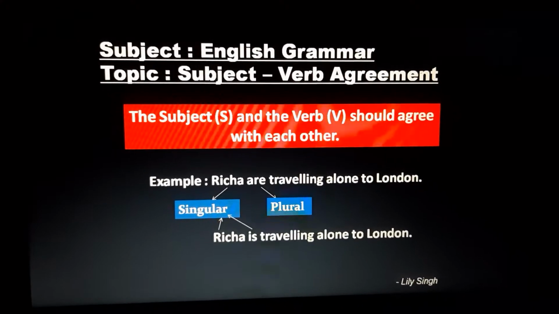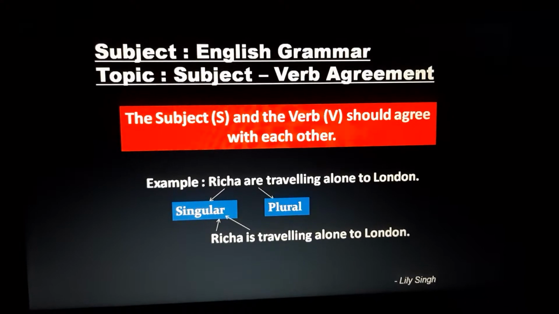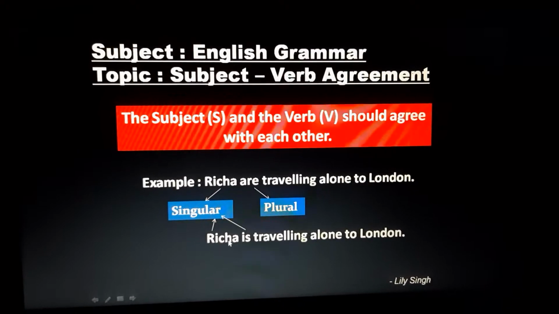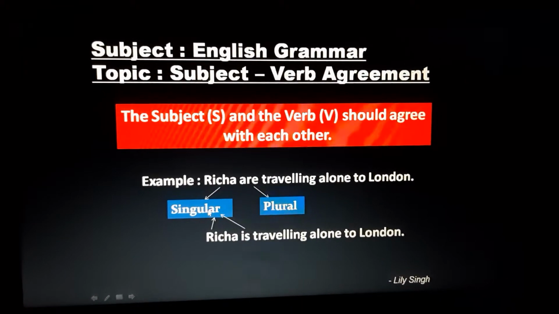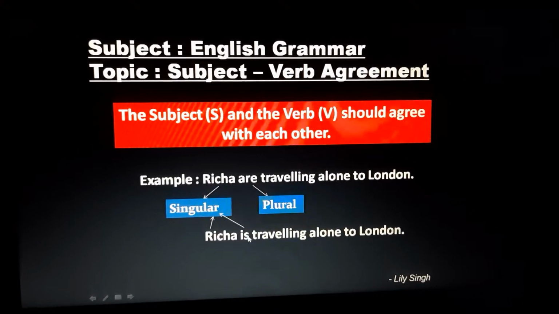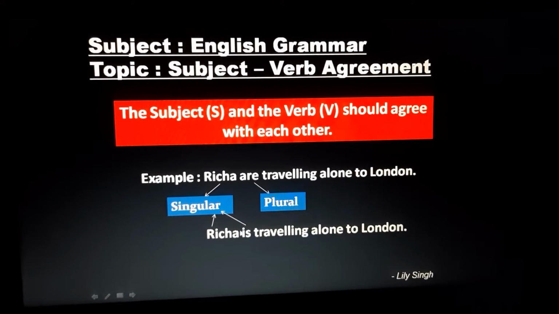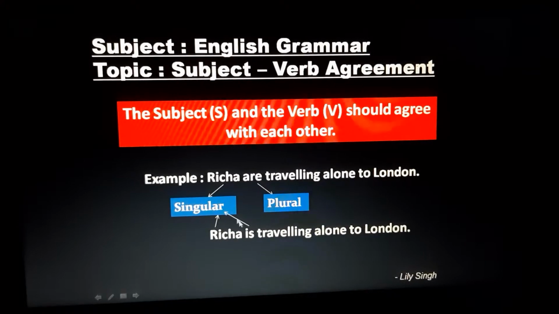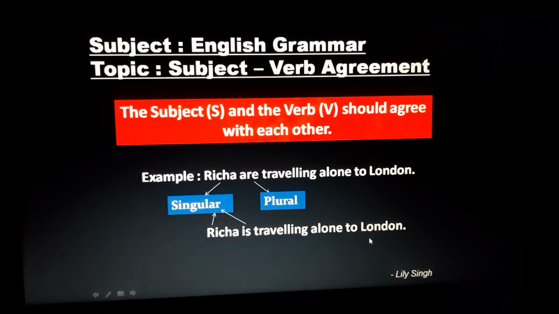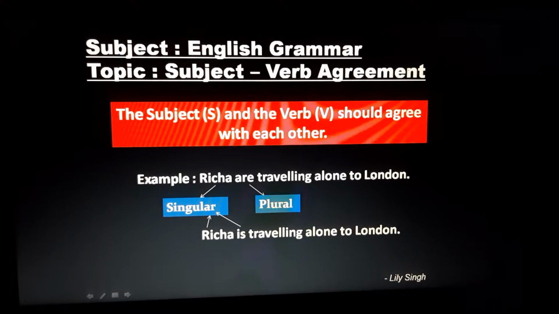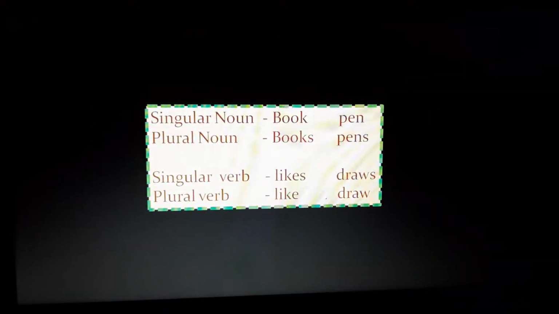Look at this: Richa is traveling alone to London. Here in this sentence, Richa is the subject, which is singular, and is is the verb, which is singular as well. Here the subject and the verb are agreeing together. So this sentence is correct, whereas the first sentence is wrong.